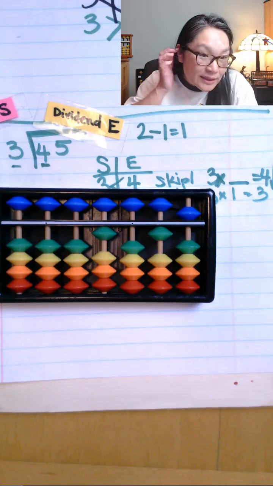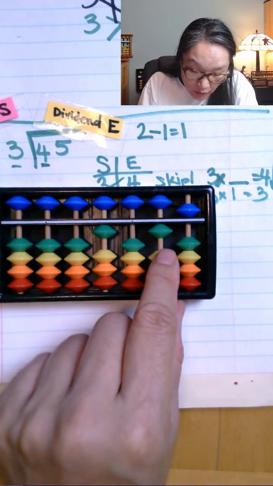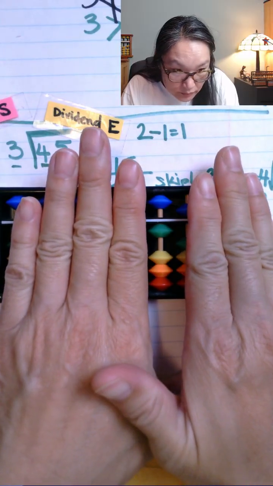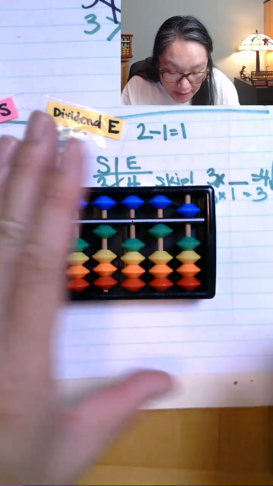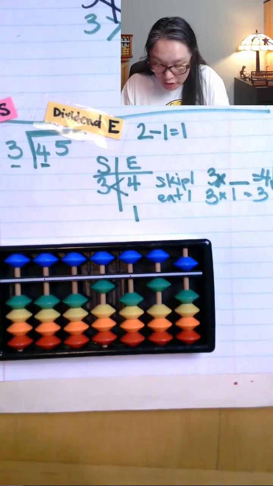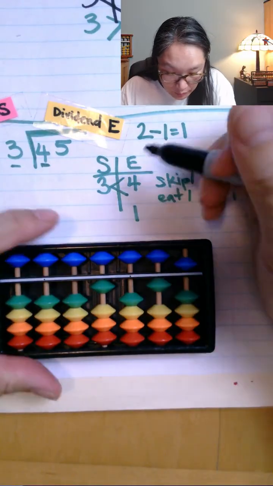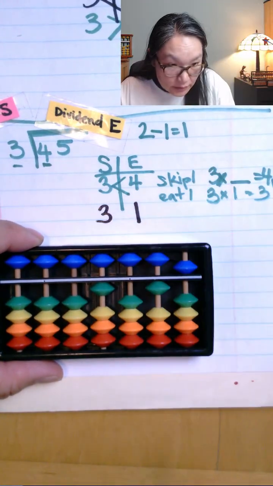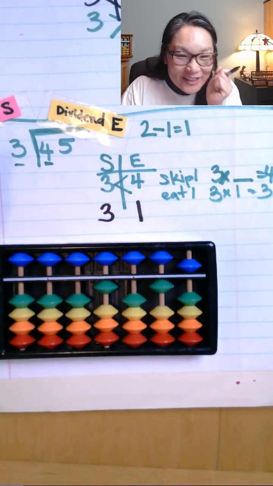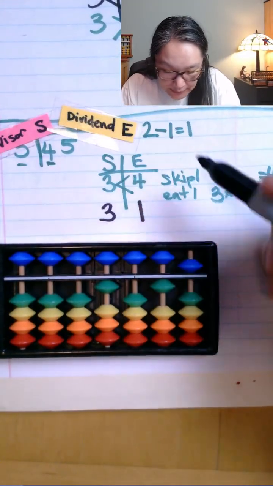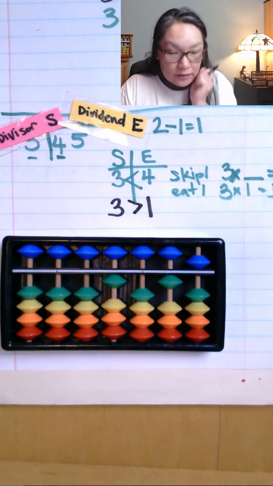Hey, Monica. Does that make sense? So now the question is the 1 column is 1. So that's my dividend. My dividend is 1. I should change to a different color. I'm going to do black. 1. My divisor is still 3. Hey, Monica. Welcome back. Divisor. So who is bigger? My divisor is bigger.